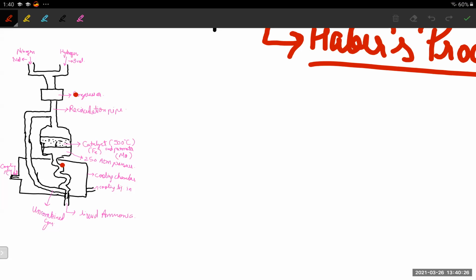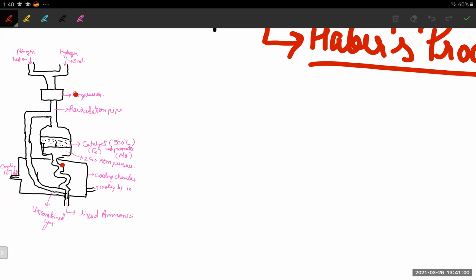Then they go into this catalytic chamber in which the catalyst, very fine iron, is present, and there is molybdenum present inside as a promoter. A promoter is the thing that increases the efficiency of a catalyst, and a catalyst is what speeds up the reaction but itself doesn't take part in the reaction. The temperature inside this catalytic chamber is 500 degrees Celsius.